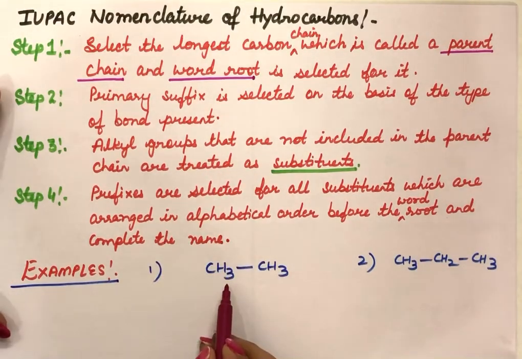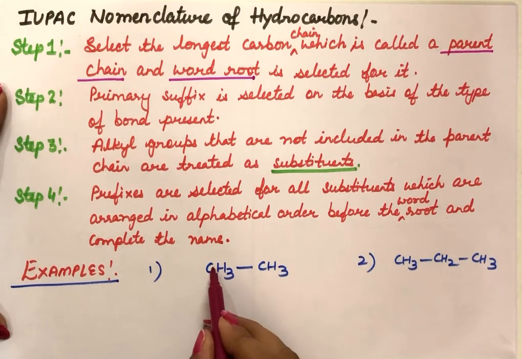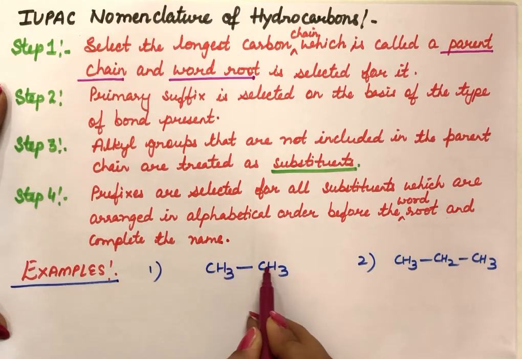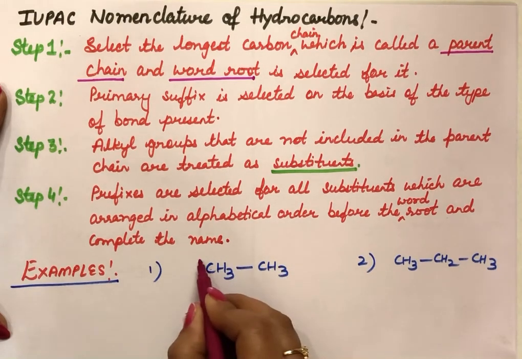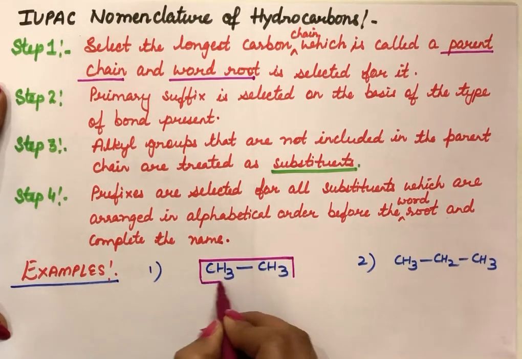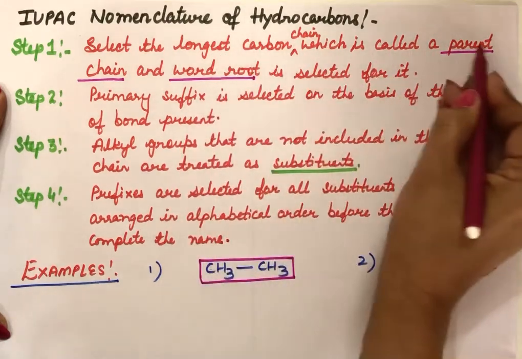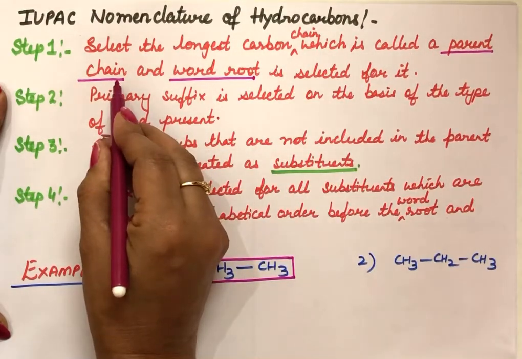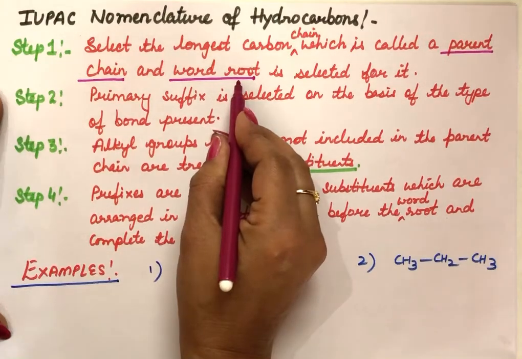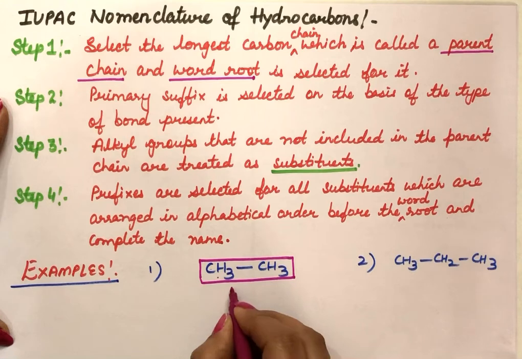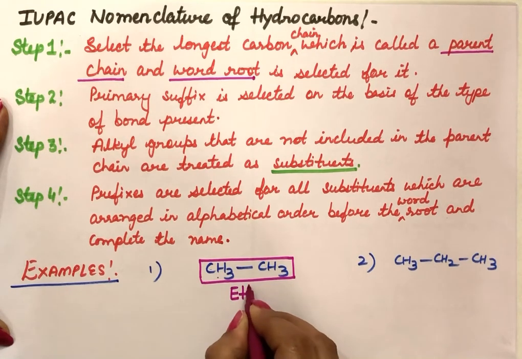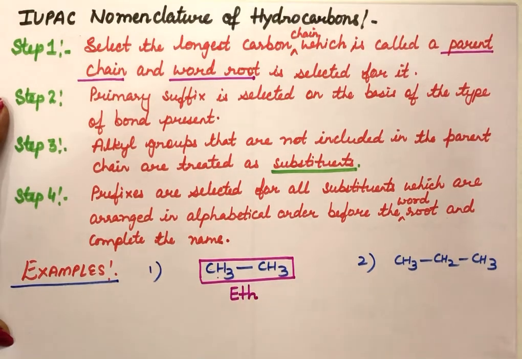For example, this part I'm taking, all two carbon atoms are in a continuous chain. So how many carbon atoms are here? Two carbon atoms are here. This is a parent chain. So first of all, we have to choose this longest parent chain, and for this chain, we have to use a word root. If two carbon atoms are here, the word root for this is eth. So we'll first find the longest chain and select a word root for this. The name for this one is ethane.